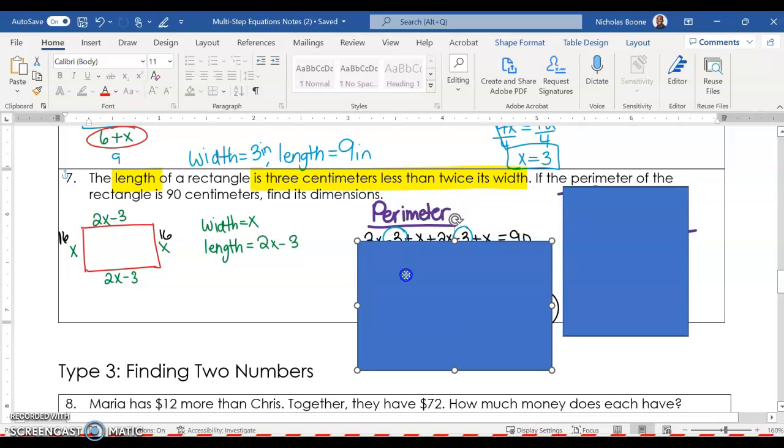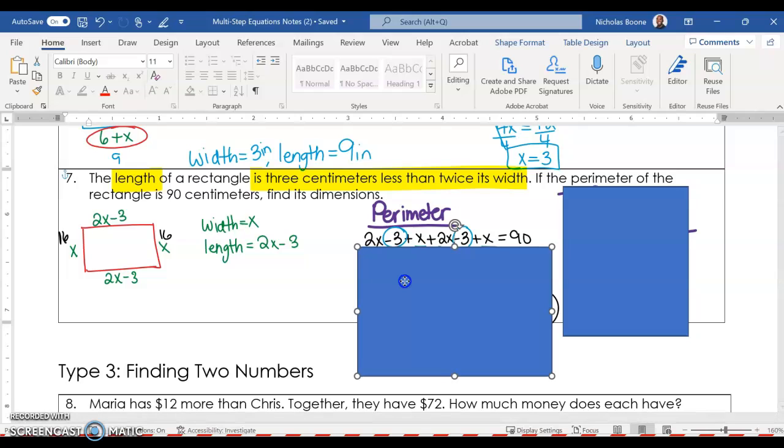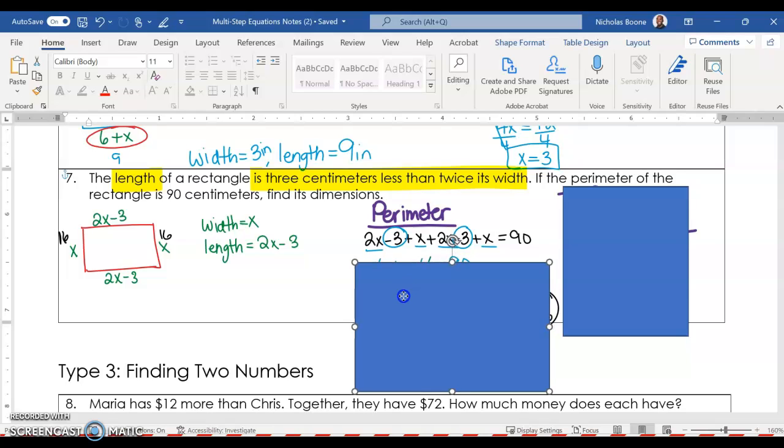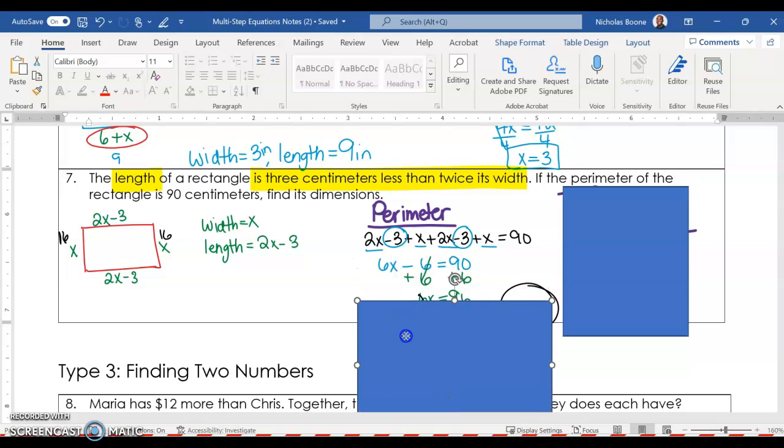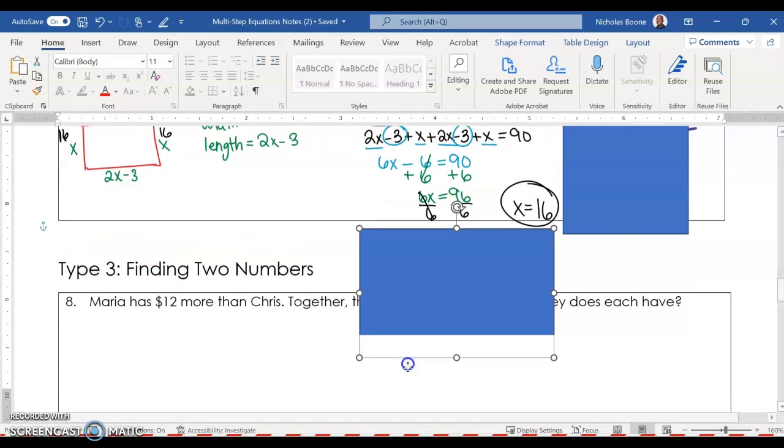So when we add everything up, this is what we're looking like. Okay, so we've got our perimeter here. We've got 2x minus 3 plus x plus 2x minus 3 plus x is equal to 90. There's also a perimeter formula you could use in this case if you remember it. But now this is nothing new. So we start to solve it out. And so I'm going to show you here what I've got. Hopefully this matches what you have.